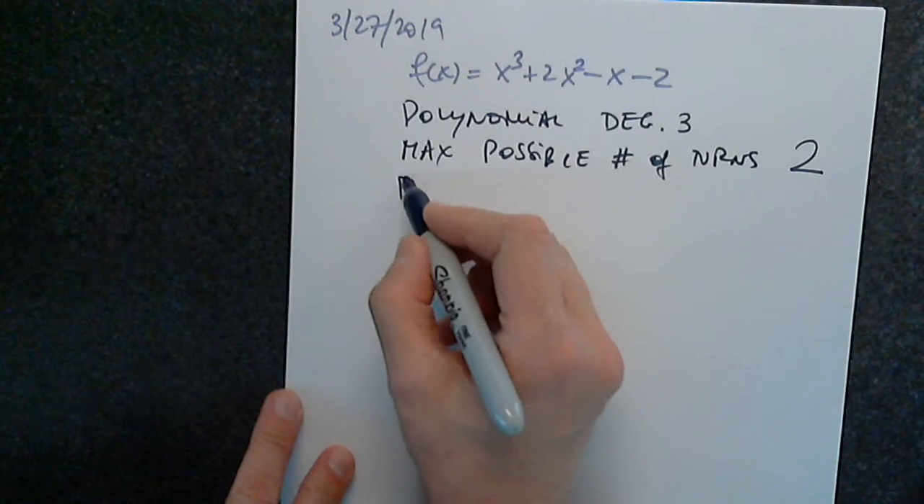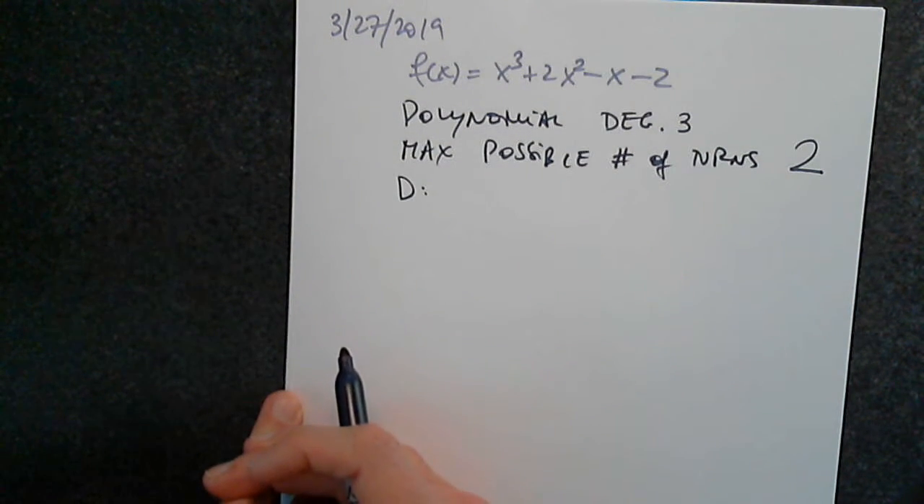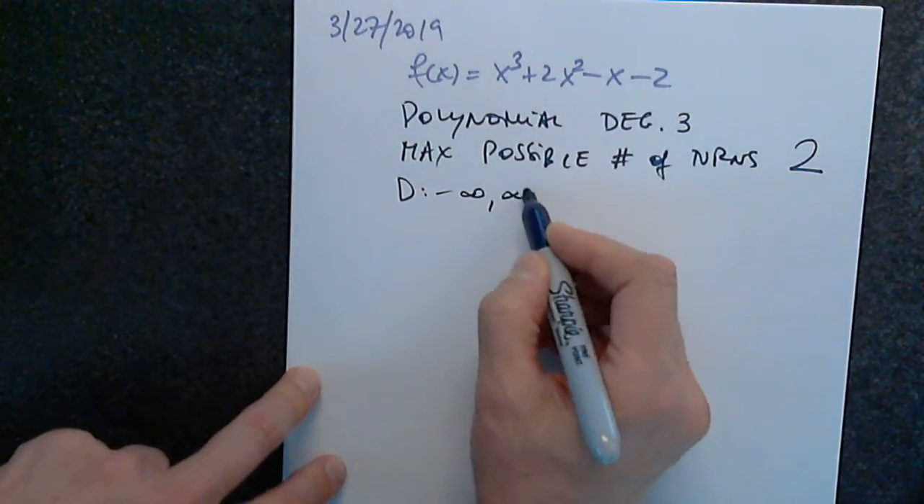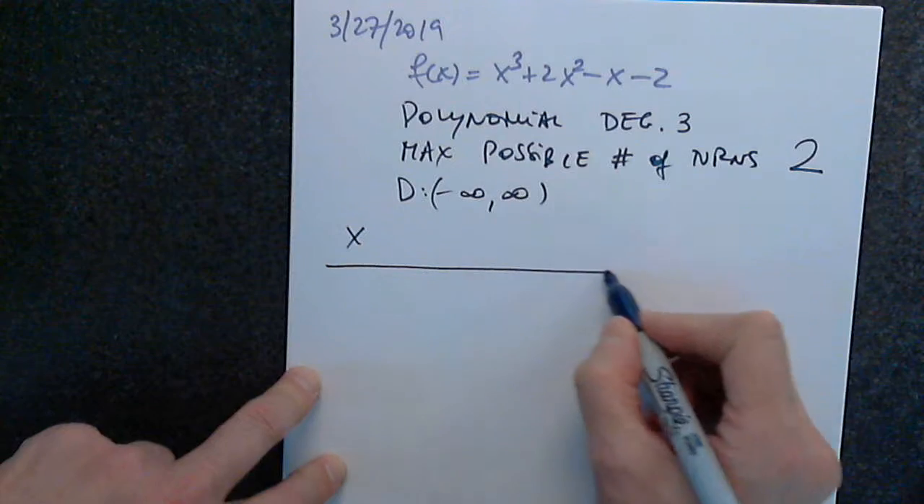Perfect. Domain, please. Like any polynomial function, all your numbers, indeed. Negative infinity to infinity. Let's get the table going.